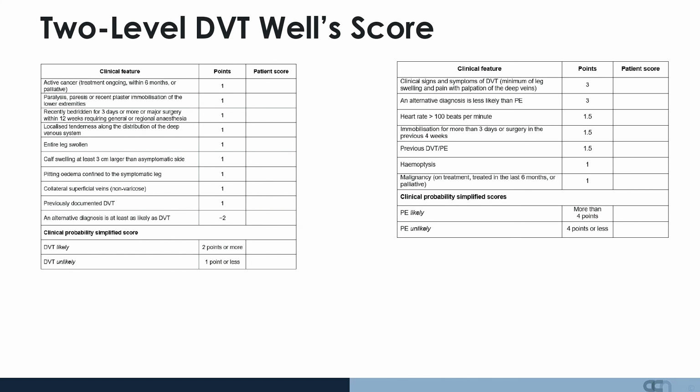Patients also score 1.5 points for a previous DVT or PE, and 1 point for hemoptysis and 1 point for malignancy, whether they're on treatment or being treated in the last 6 months or whether they're palliative. The scores are added up, and a PE is deemed likely if the patient scores more than 4 points. A PE is unlikely if 4 points or less are scored.